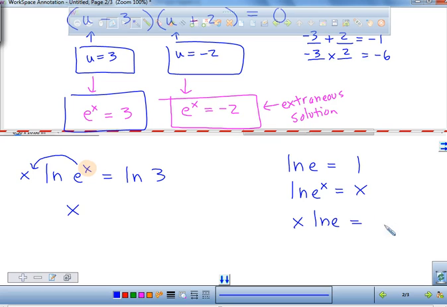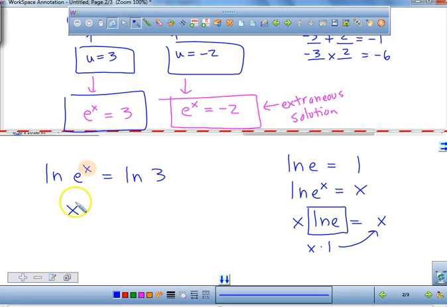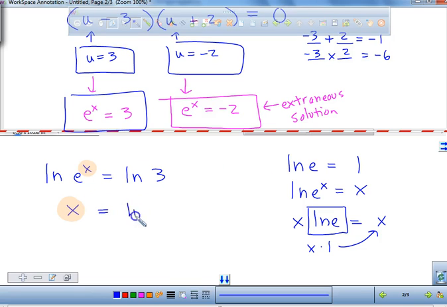So if I asked, with no calculator, what's x times the natural log of e going to be? What is the natural log of e by itself equal to? 1. And what is x times 1? x. So the natural log of e to the x equals x, and x times the natural log of e also equals x. That's why, when I apply the natural log, this just becomes x equals the natural log of 3. This is your exact answer.